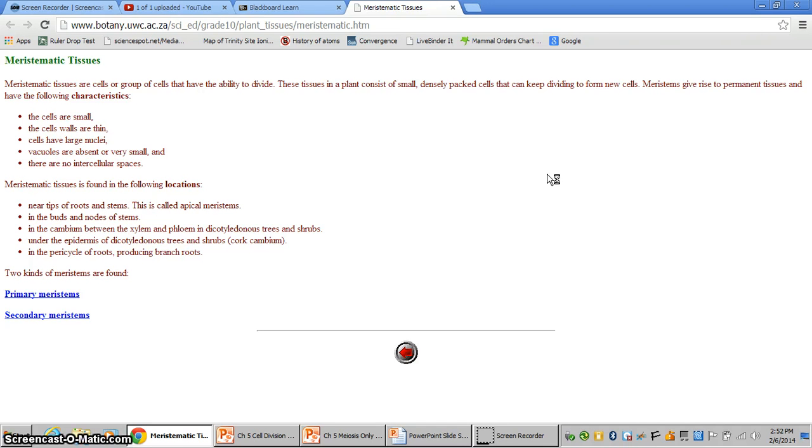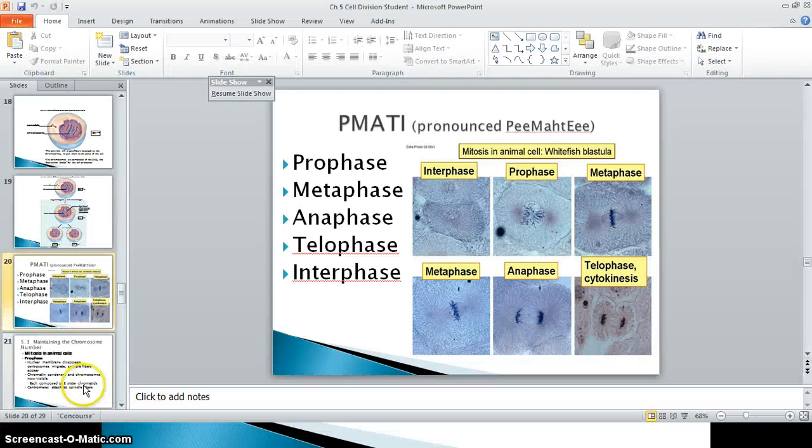They're usually at the tip of the roots and the tips of the stems. This is called the apical meristems. It's also in buds and nodes of the stems, in the cambium between the xylem and phloem in dicotyledon trees and shrubs, and under the epidermis of dicotyledon trees and shrubs. So a lot of that stuff's getting pretty technical. Basically, where the plant grows is where you find meristematic tissues. And you don't need to know more than that. I just thought you might want an explanation of exactly what they were referring to.